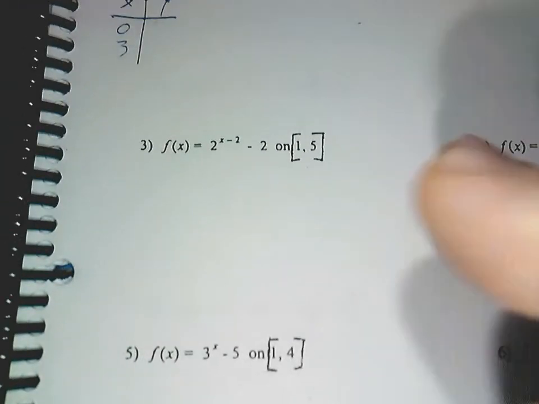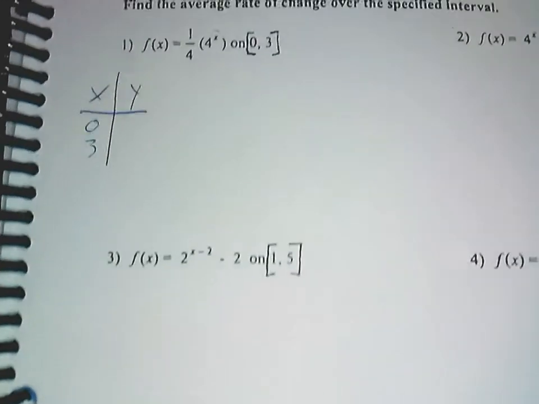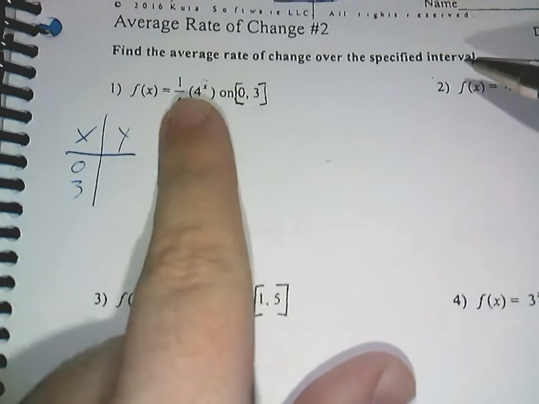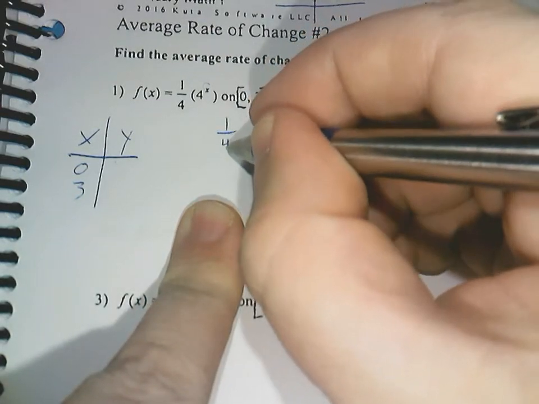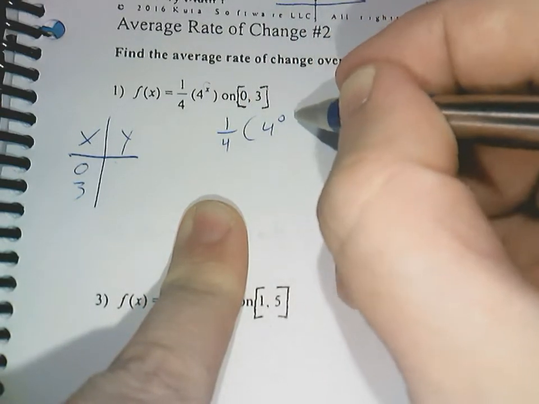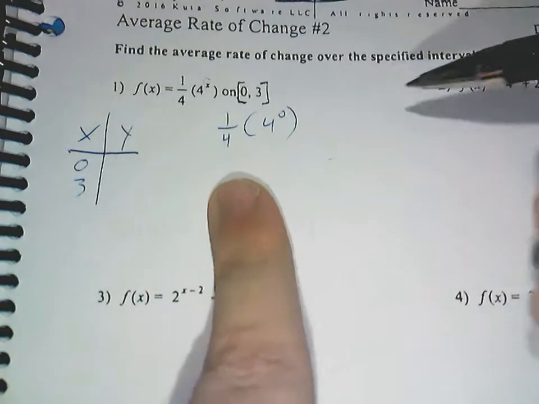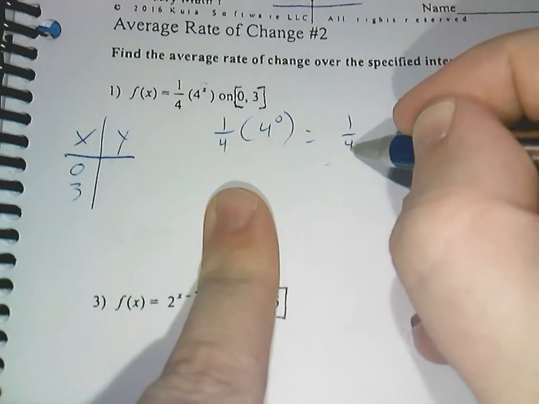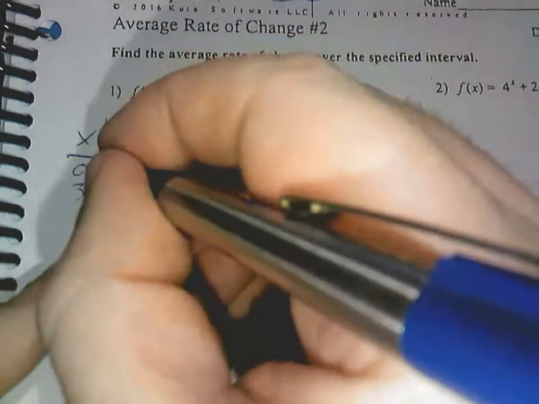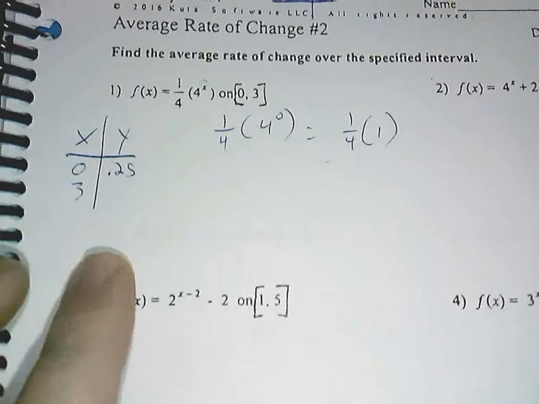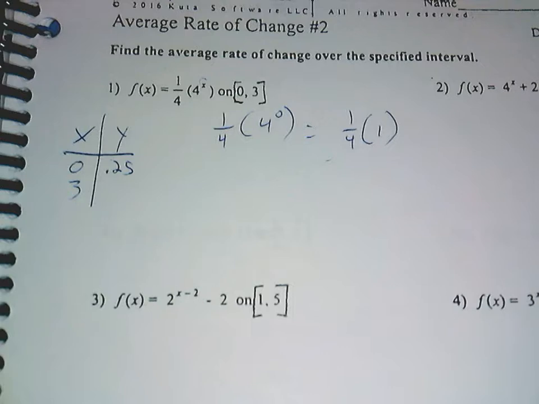Okay? So 0, 3. All I got to do here is plug in 0 for x and then solve it, and that'll give me my y-coordinate. So 1 over 4 times 4 to the 0 power is going to equal my y. 4 to the 0 power is 1, so that's 1 over 4 times 1, which is 1 over 4, or 0.25. Okay, so 0.25 there.